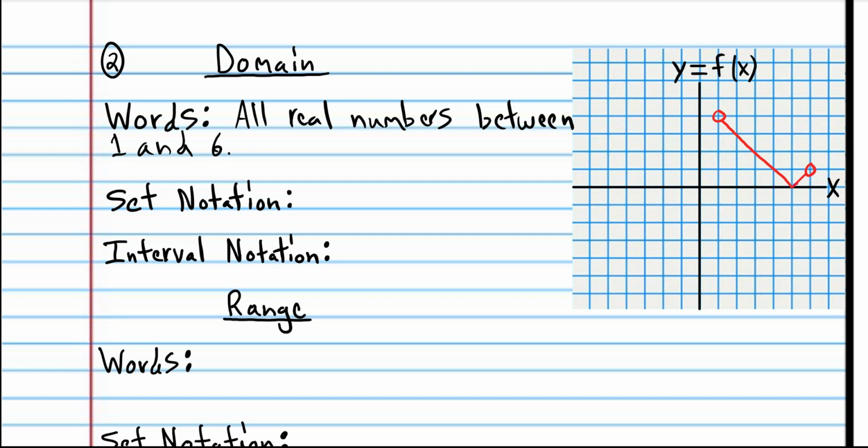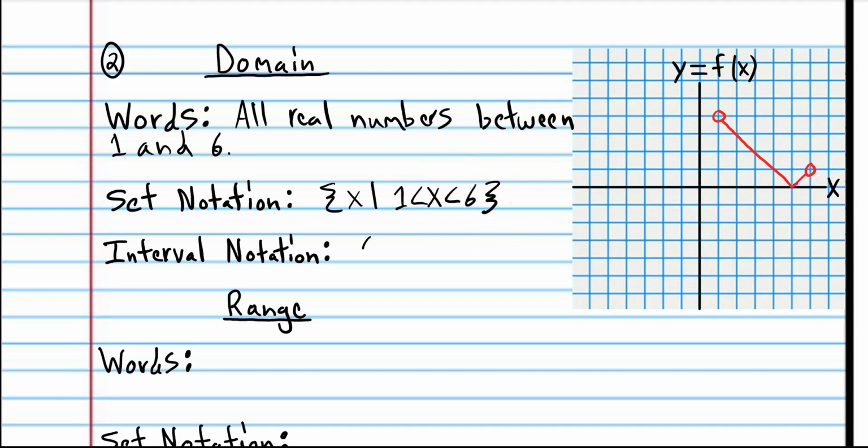We just want all real numbers between 1 and 6. Those numbers are part of the domain. So in set notation, we say the set of all x values such that x is between 1 and 6, and we don't write less than or equal to symbols, just less than symbols.